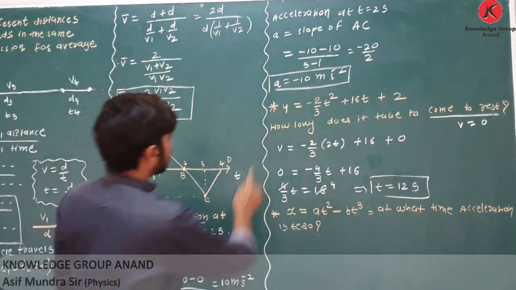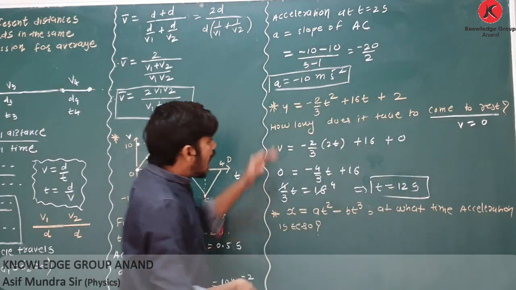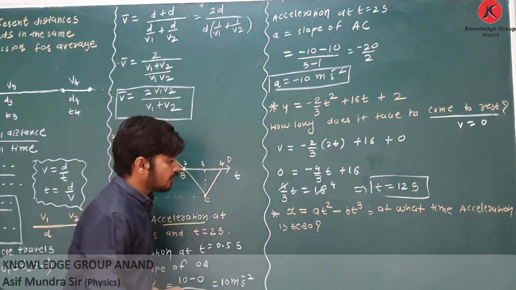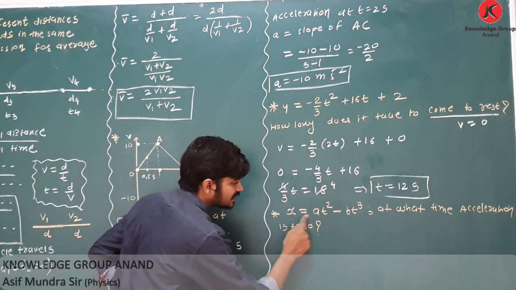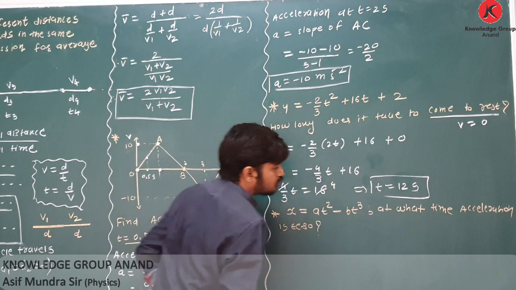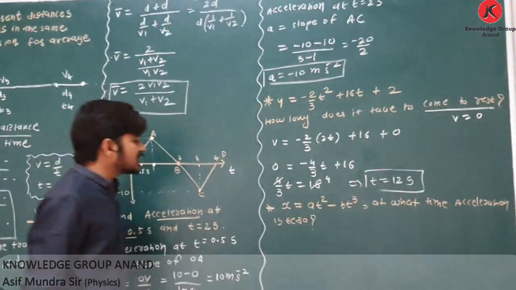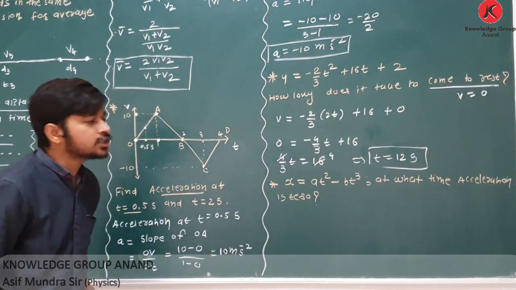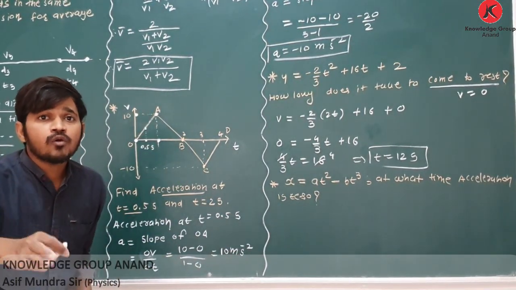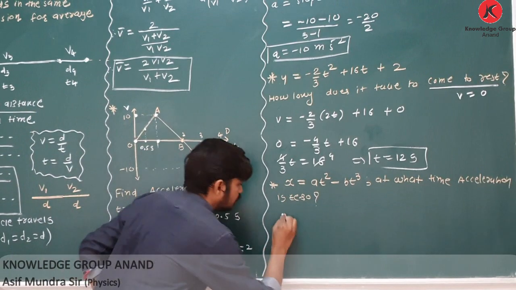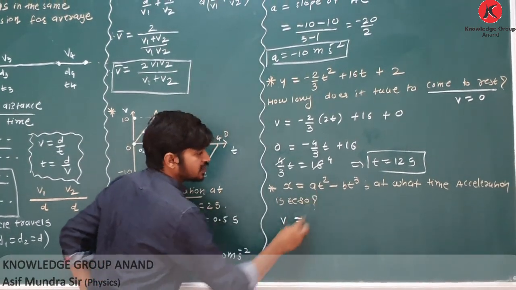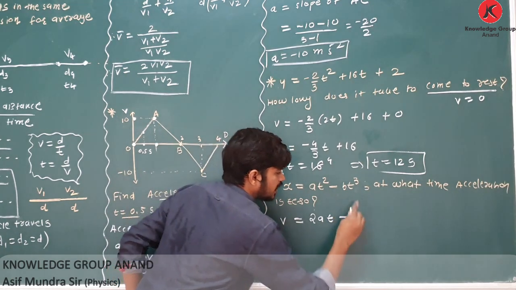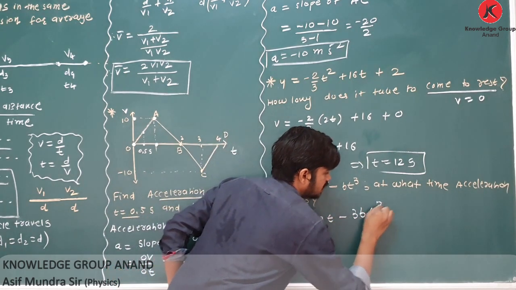Clear? So you have to understand this language. How long means you have to find the time when the object comes to rest, meaning velocity is 0. Now another question. X is equal to 8t square minus bt cube. At what time is acceleration 0? Acceleration, and you are given position. So first of all you have to find velocity. V is equal to, differentiate this, 8t square means it is 16t, minus bt cube means it is 3bt square.